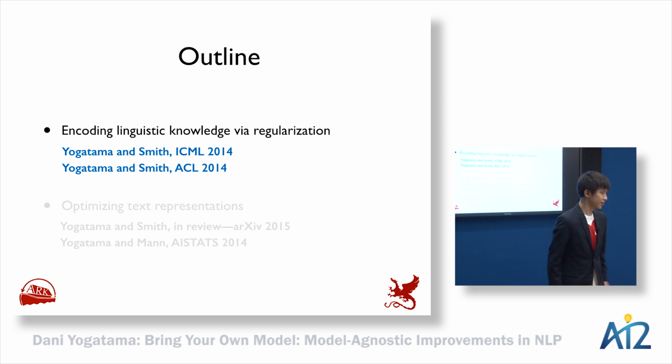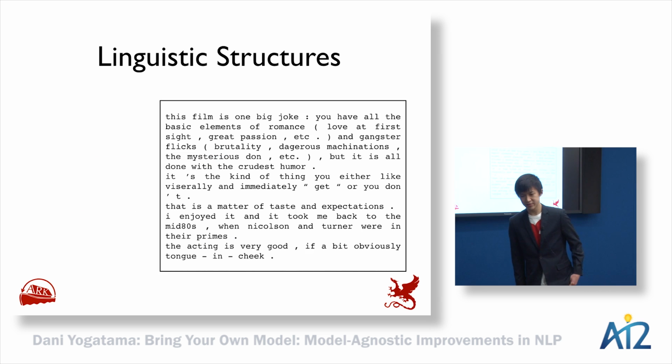Okay, so let's start with encoding linguistic knowledge using regularization. What kind of linguistic bias am I talking about? Here's an example of a movie review, and let's say that we're interested in predicting whether this is a positive review or a negative review. I know there are some typos there, but it's actually from the actual reviews. So if we ask a human, hey, do you think this is a positive review or a negative review? We have some linguistic knowledge that makes it easier for us.